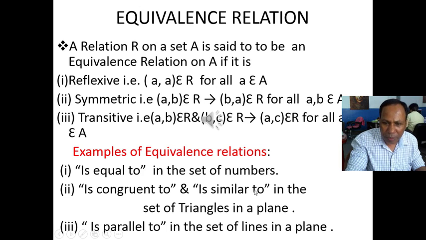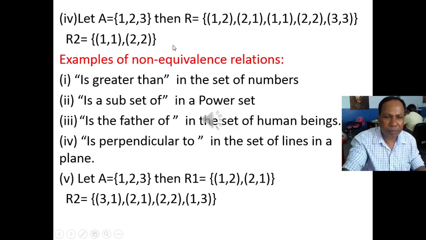The relation "is similar to" in the set of triangles in a plane again satisfies these three properties: reflexive, symmetric, and transitive, and hence it is an equivalence relation. Let us take the example "is parallel to" in the set of lines in a plane. You know this relation is reflexive, symmetric, and transitive. So it is an equivalence relation.